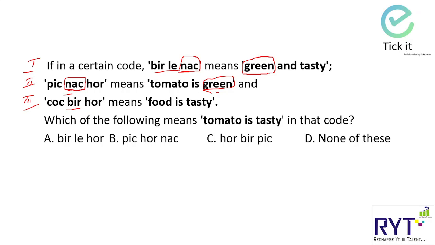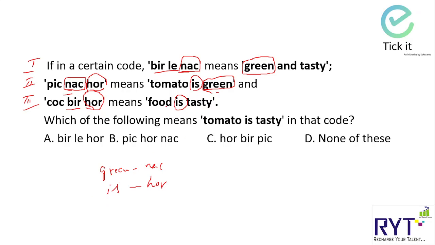Now go to second and third. Tomato is green. Tomato is food is tasty. Is is common here, right? If I go to the left hand side, or is common here, right? So which means first I got green. Green means knack. Next I got is means or.